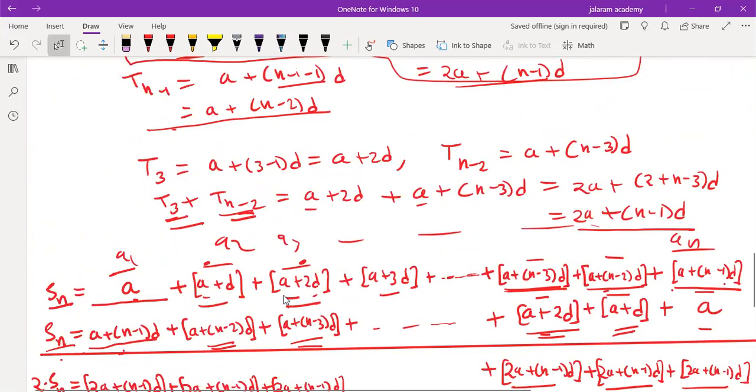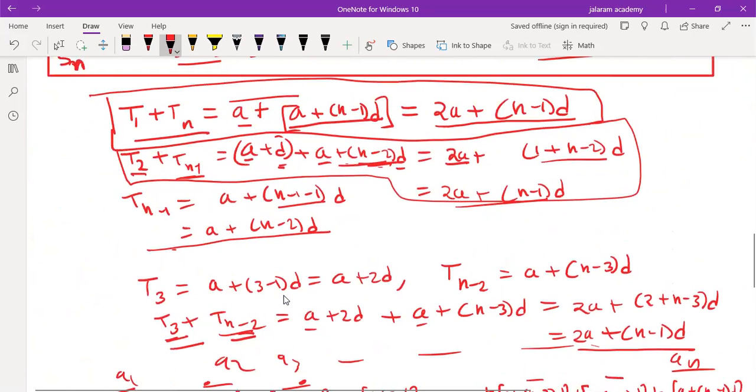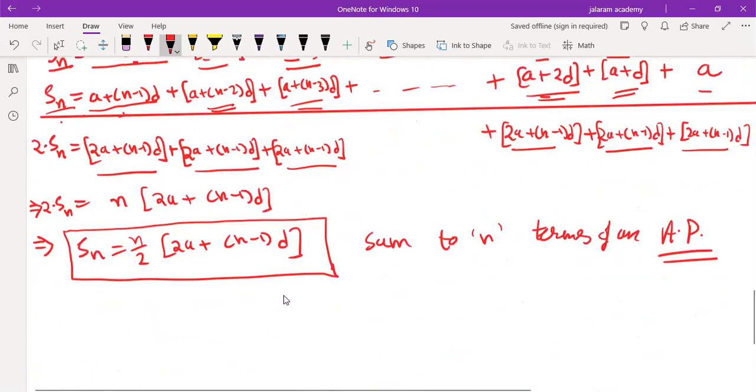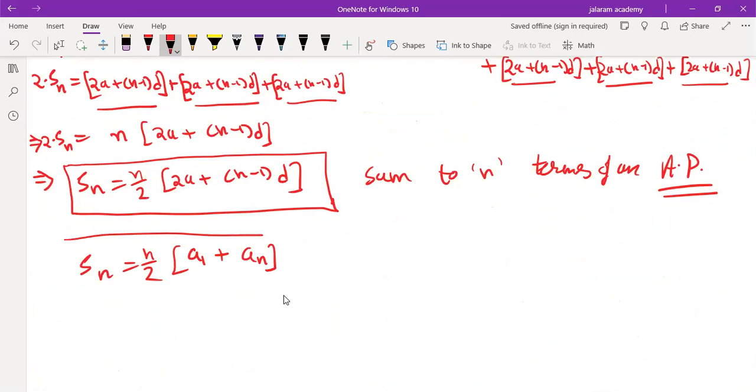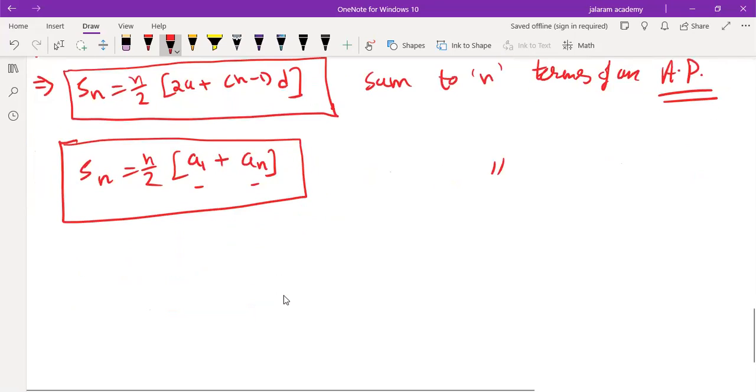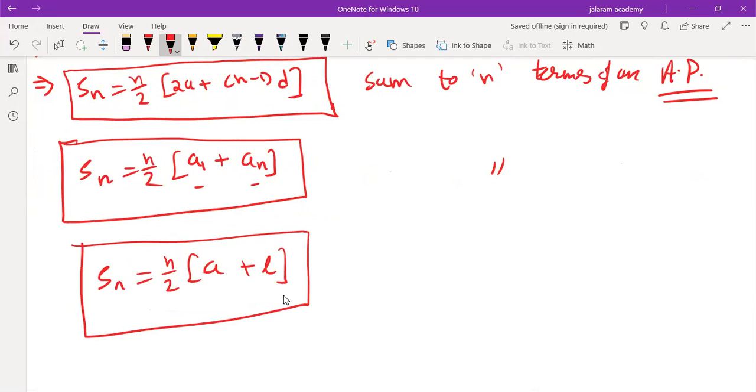And similarly, we have also proved that this 2a plus n minus 1 into d is also equal to the sum of the first term and the last term. So there may be one more formula, Sn equals n by 2 into first term plus nth term. So there are two formulas to represent the sum of n terms of an AP. N by 2 into 2a plus n minus 1 into d, and if we know the first term and the last term, we use the formula Sn equals n by 2 into a1 plus an. And sometimes the last term is denoted by L. So we write a plus L, as the first term is denoted by a. So this is the third formula for finding the sum to n terms of an AP.